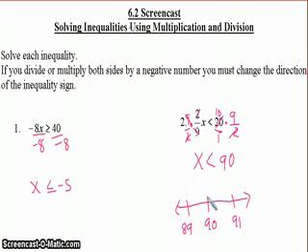We're talking about 90 in our solution, so that's our starting point. We do not shade in the circle because 90 is not part of the solution set. And all numbers less than 90 make it true, so shade towards the 89. 89 makes that statement true. 89 is less than 90, 88 is less than 90, way out there, 50 is less than 90. That's some possible solutions.